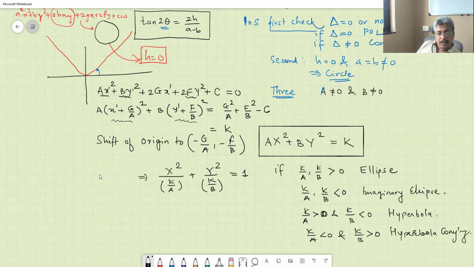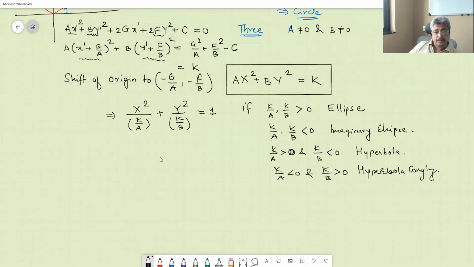Okay. Any other case? Like if k is equal to 0, pure pair of lines, because it is a homogeneous degree 2 equation. Okay. So what is remaining now? We are considering both a and b not equal to 0. In that case, we got all possible ellipses and hyperbola.